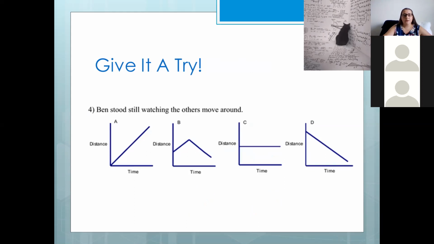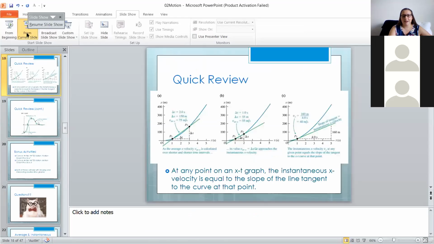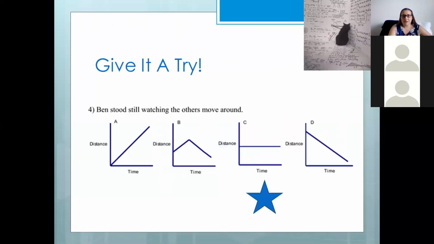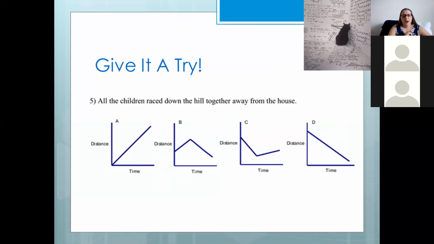All right, next one. Ben stood still watching the others move around. Good, yeah, we all seem to agree on this one. C for cat, nice. Yes, C is our correct answer because his position is not changing over time, right? It's just that constant distance because he's just standing still. Good. Last one. All the children raced down the hill together away from the house. Which graph best corresponds to that?